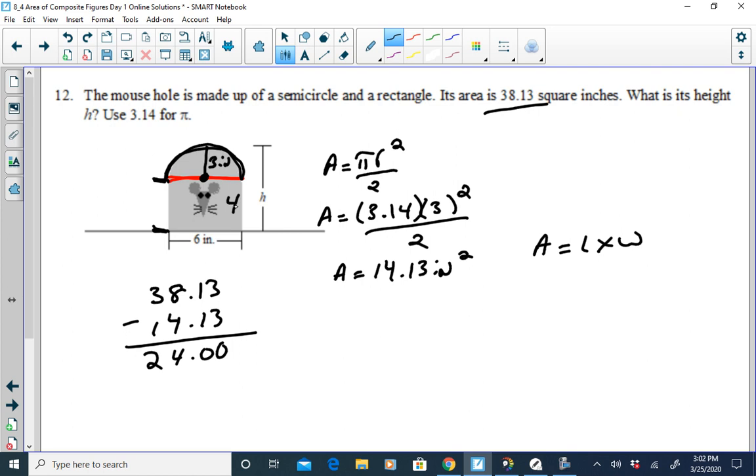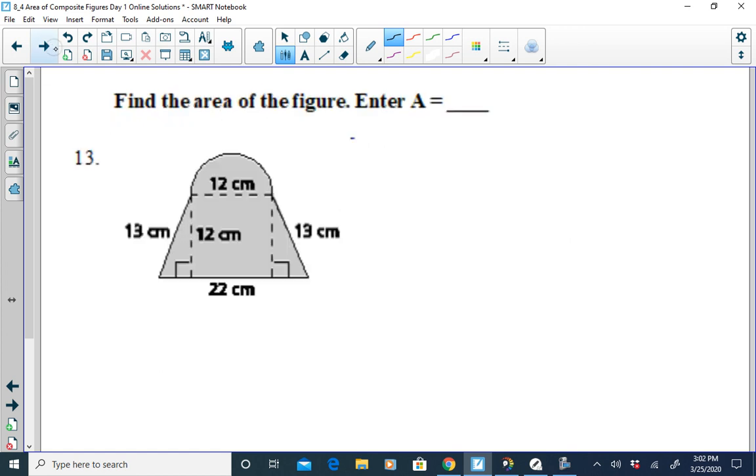So what's the height of the mouse hole? The height of the mouse hole is going to be 4 plus 3. The height of the mouse hole then is going to be 7 inches, right? Because this is 4 inches. From here to here is 3 inches. From here to here is 4 inches. So we get 7 inches for the height of the mouse hole. I thought that was a pretty neat problem.